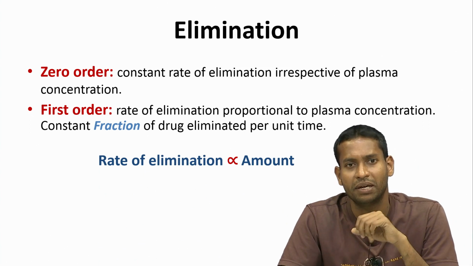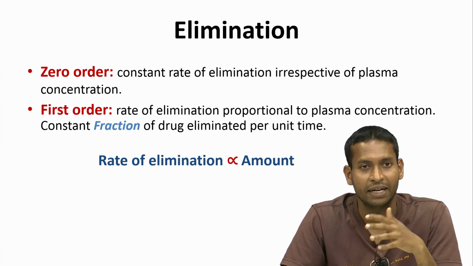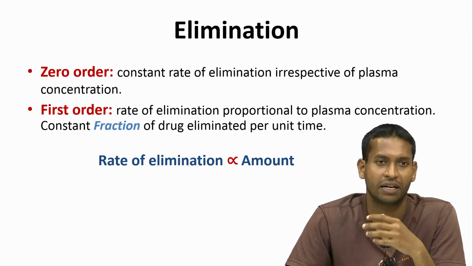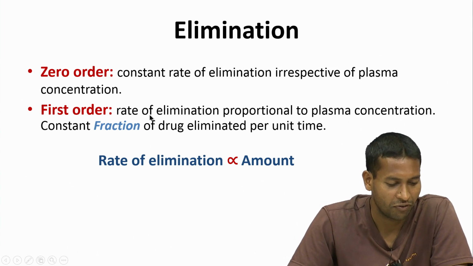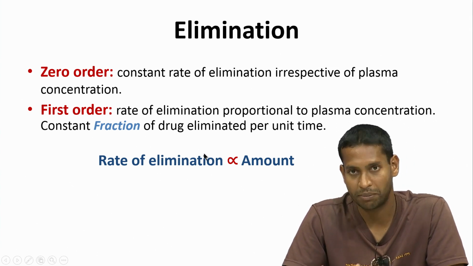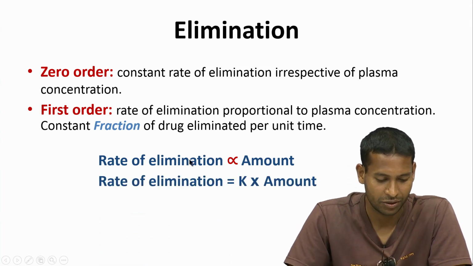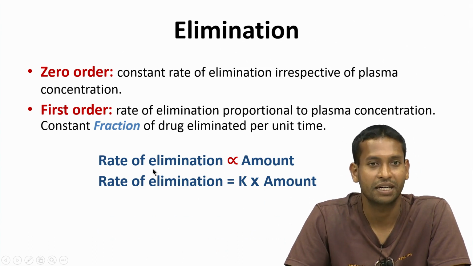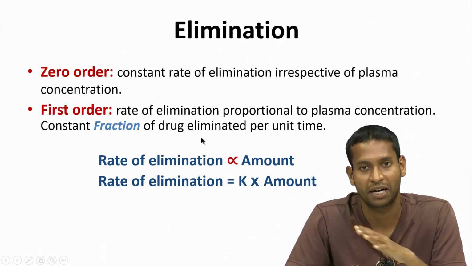And then of course there can be several other types of kinetics. There can be a second order, a third order, but we are not going to go into much detail on that. If we are talking about first order, it can be mathematically expressed as rate of elimination is proportional to the amount that is present at that time. And so you can take out the proportionality constant and say rate of elimination is equal to some rate constant multiplied by the amount.